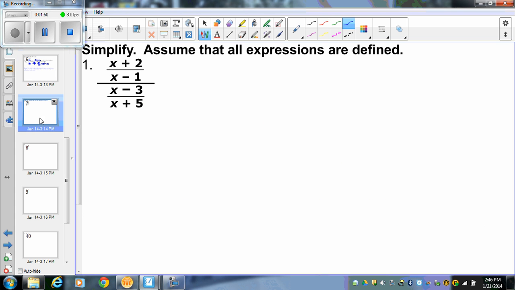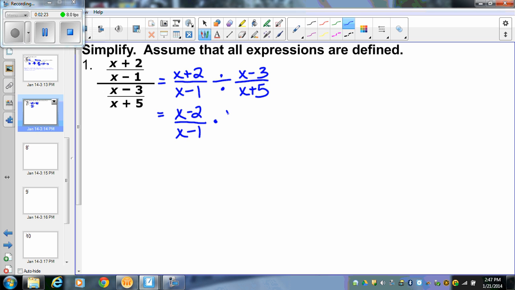So let's look at an example here then. What if I had x plus 2 over x minus 1 all over x minus 3 over x plus 5? To simplify that complex fraction, the first thing I would want to do is separate it into the numerator fraction divided by the denominator fraction. And at this point, this is just like the problems we worked yesterday. So remember, to divide by a fraction is to multiply by its reciprocal. So I would take that second fraction and flip it over to get the reciprocal.